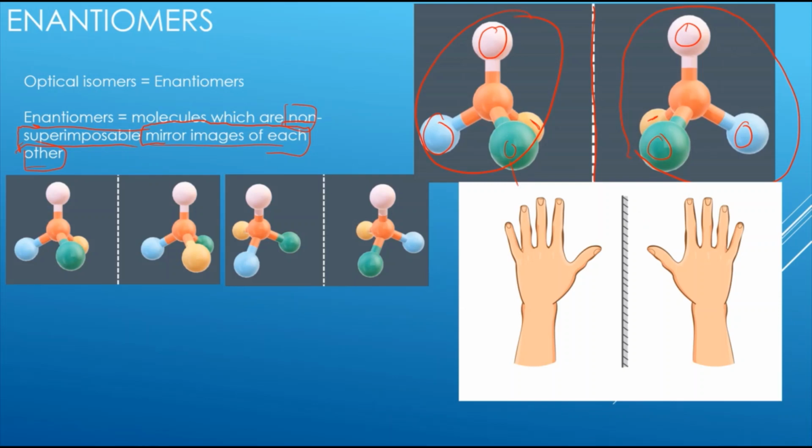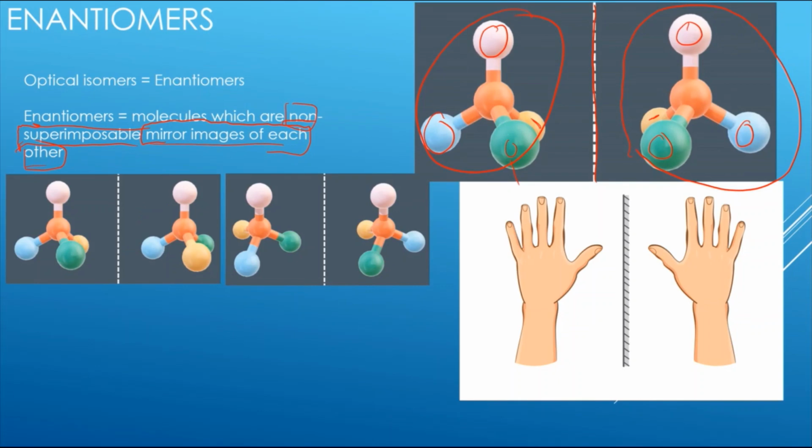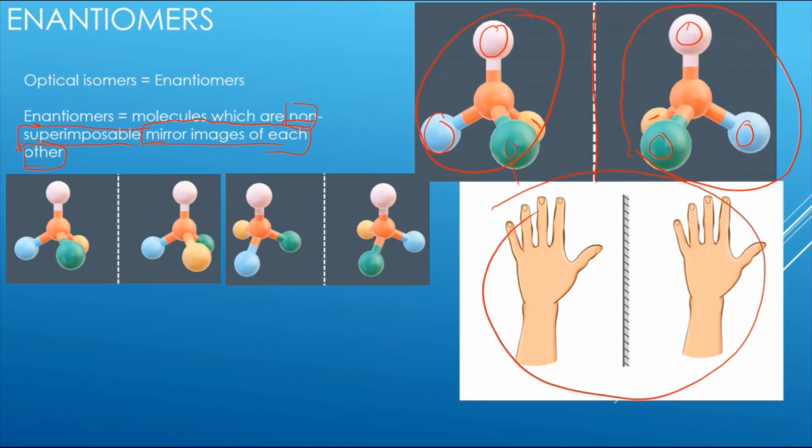If, for example, I put my right hand there and my left hand there, and I compare them with each other, they're basically mirror images of each other. But if I were to make my hands look exactly the same like this, I would never actually be able to do that. You can try that with your own hands, and this is why your two hands are non-superimposable mirror images of each other, and that's the same with these enantiomers.